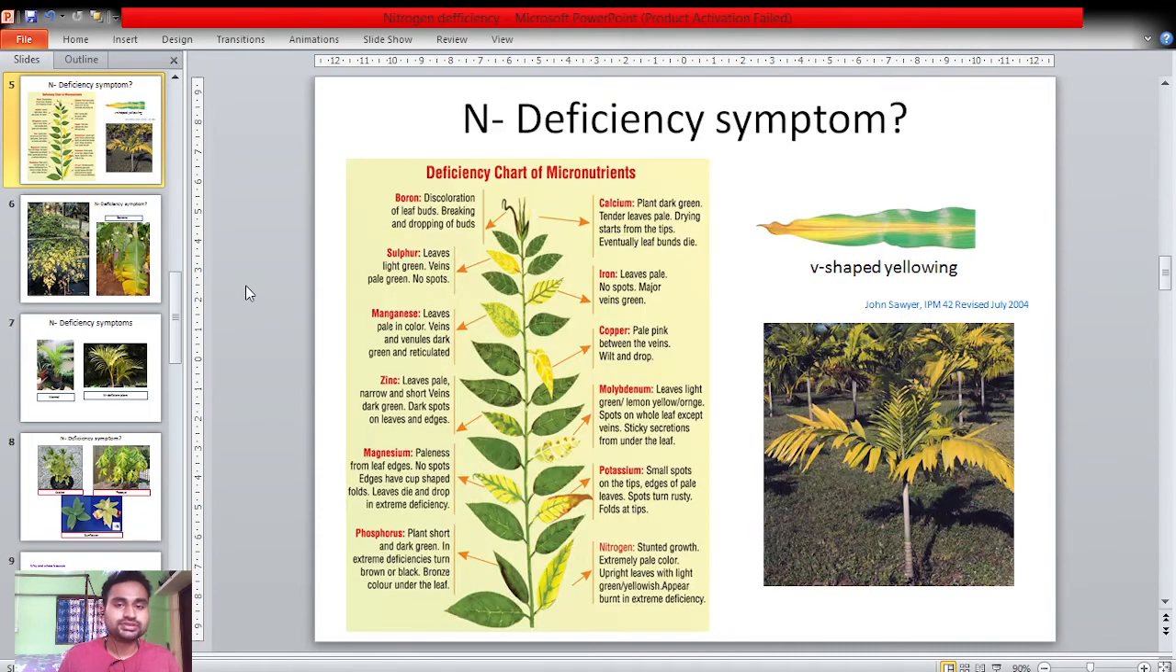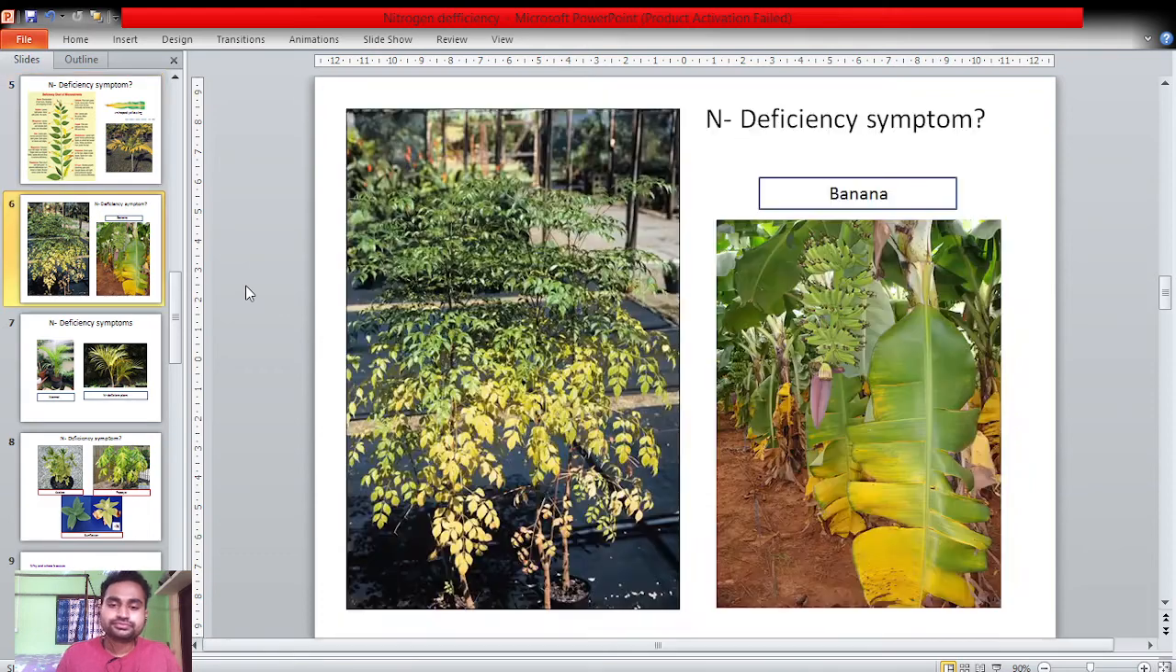And we discussed the deficiency symptoms. We discussed the V-shape yellowing, which is a very clear mark of nitrogen deficiency, and the lower parts get yellow in color, and the yellowing of the plant grows upward with time.